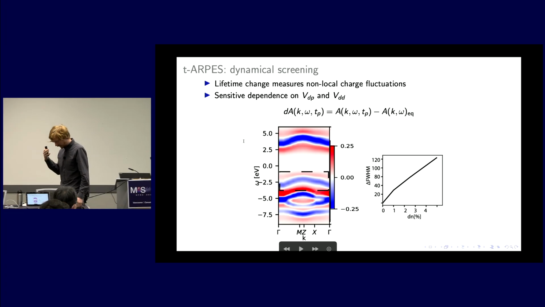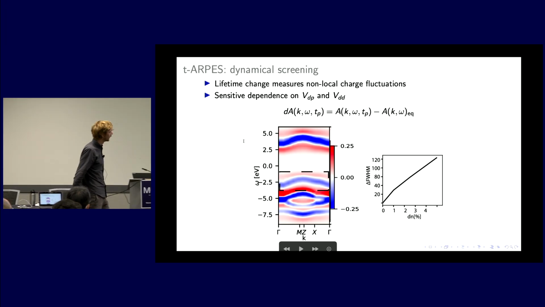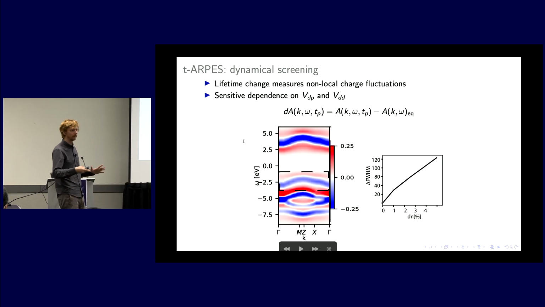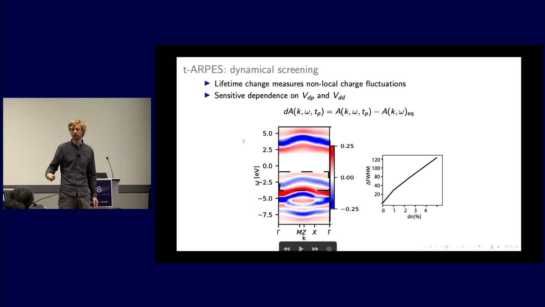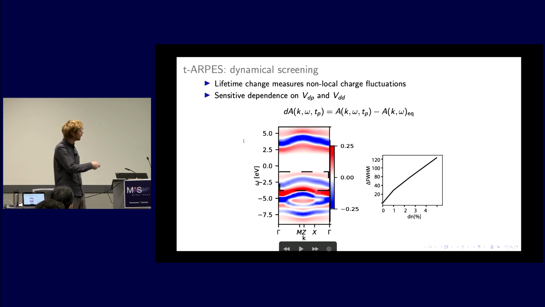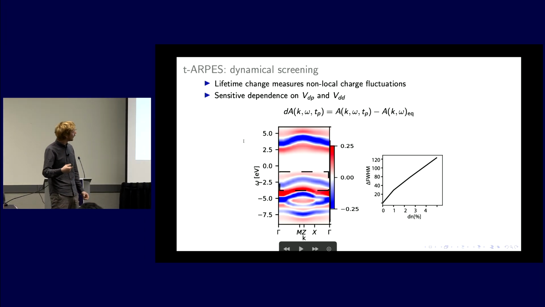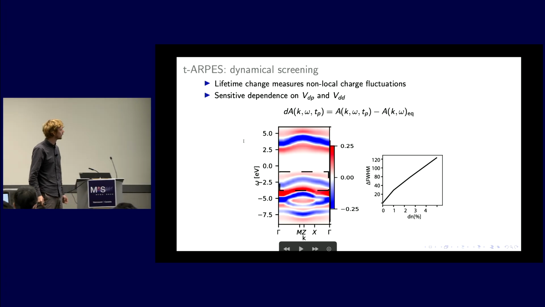Which means that from this we can estimate the importance of non-local charge fluctuations. If these are important, for instance, because they will affect your superexchange and also charge density order. So basically, we can use this as some kind of a proxy to estimate these non-local interactions.